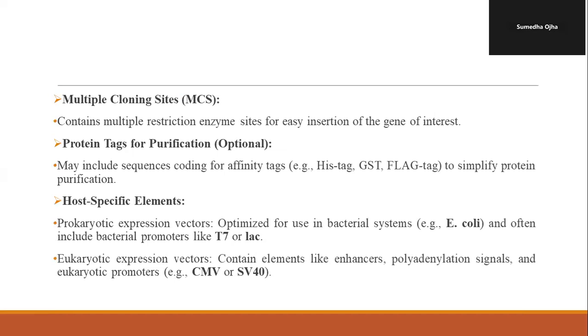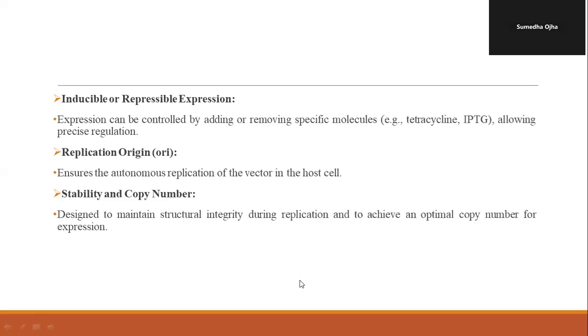They should have protein tags for purification. This is optional, and they should have host specific elements, so that these host specific elements are very useful for expression in a particular host. And then they should have inducible or repressible expression. These can be controlled. Origin of replication. This ensures the autonomous replication of the vector. They should be stable and should have an optimal copy number for expression.